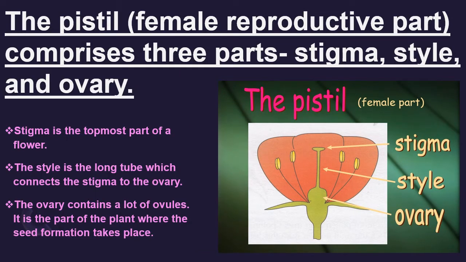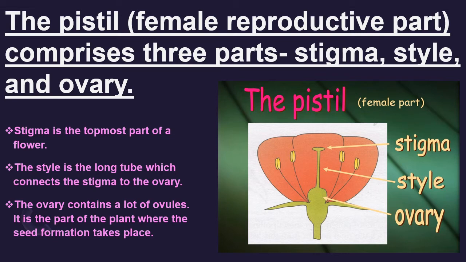Your question might be coming in your mind. What does the pistil mean? Or you can say carpel. It is the female reproductive part which consists of stigma, style, and ovary. Let me tell you what they are. Stigma is the topmost part of the flower. It is very sticky so that it can catch the pollen when the bee takes it from the anther to the stigma. Then the style is the long tube which connects the stigma to the ovary. This helps in traveling the pollen from the stigma to the ovary, and it also helps stand the stigma.